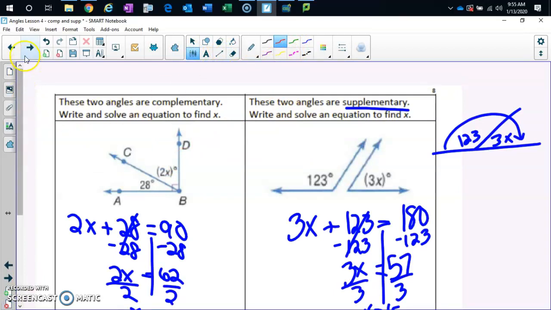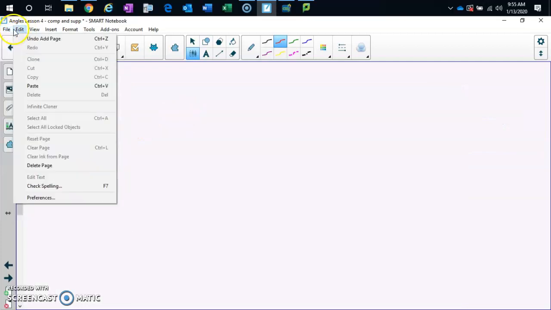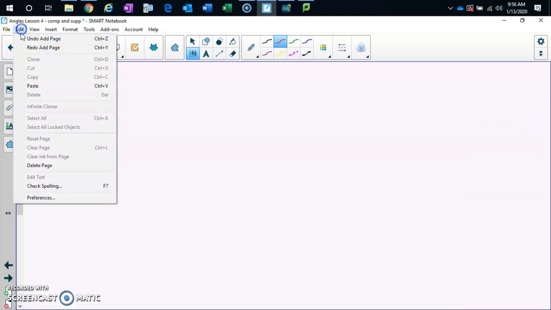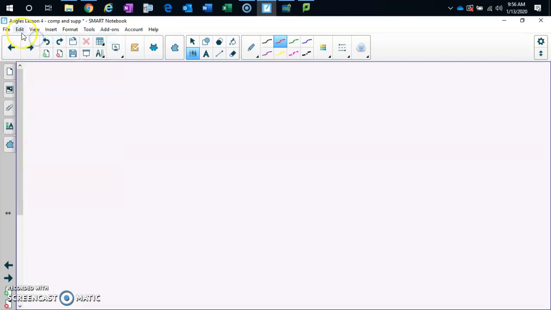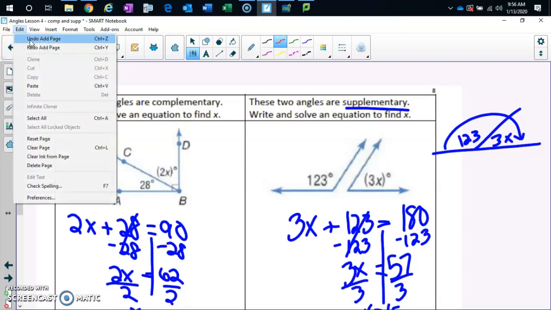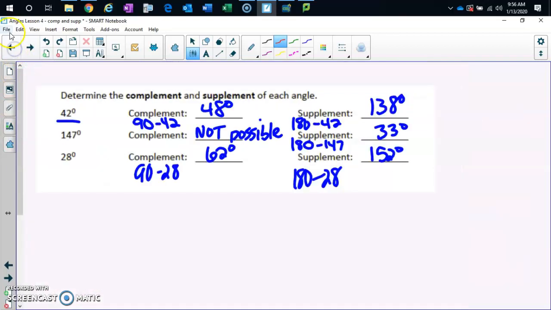Or, I'm going to erase this. Another way to do this problem. I don't know what just happened there. Edit. Okay, I need to edit, undo, edit, undo, edit, undo. Where'd my page go? Okay, I lost.